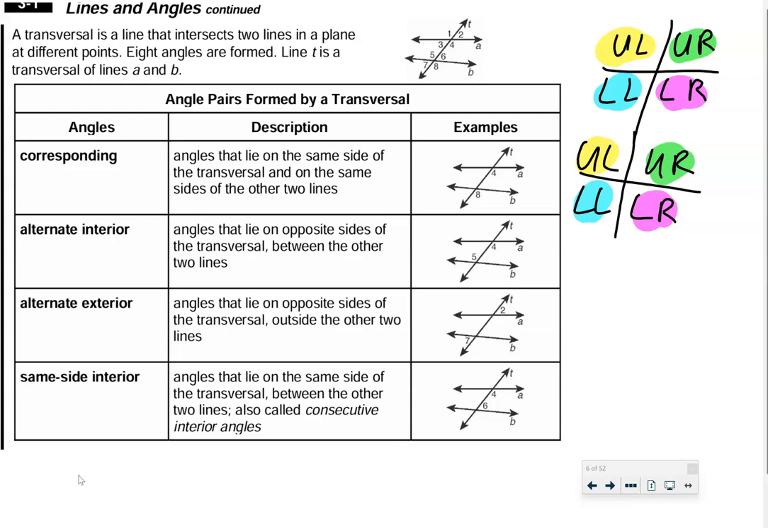We're going to talk about a transversal, which is a line that goes through two other lines. We're going to talk about the different angle pairs they make, and we're going to talk about the properties when a transversal goes through a parallel line. So let's begin. So here we have a transversal.